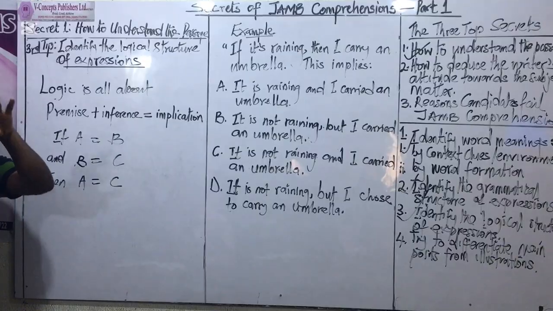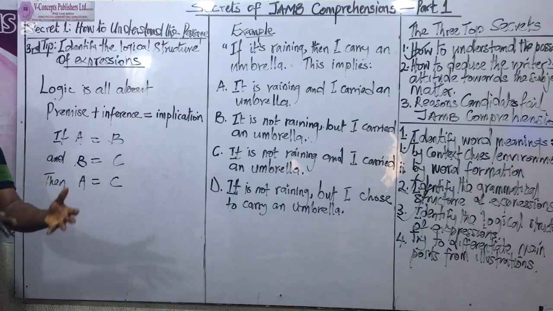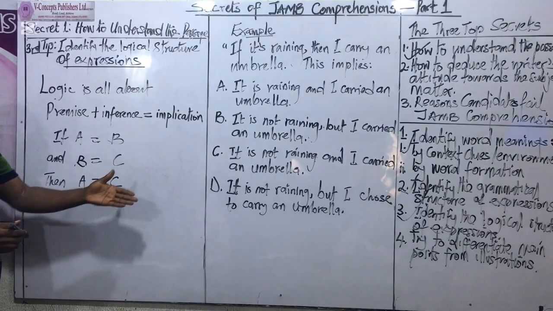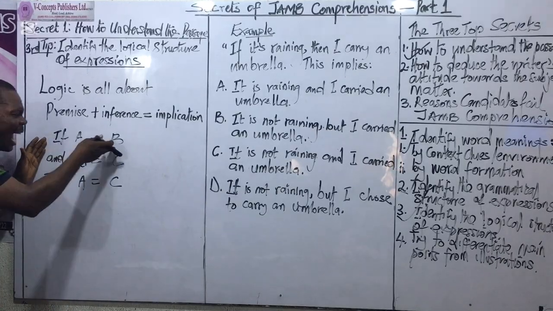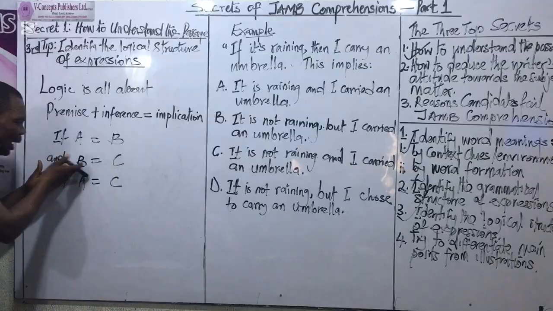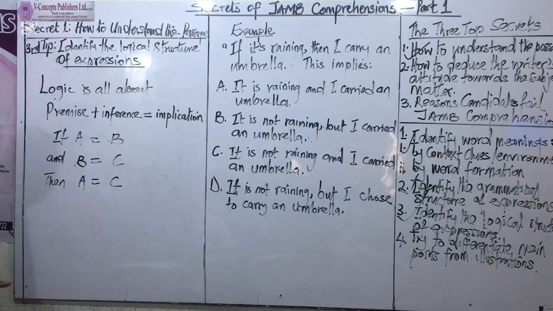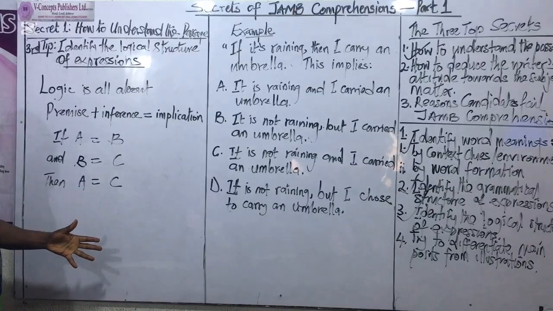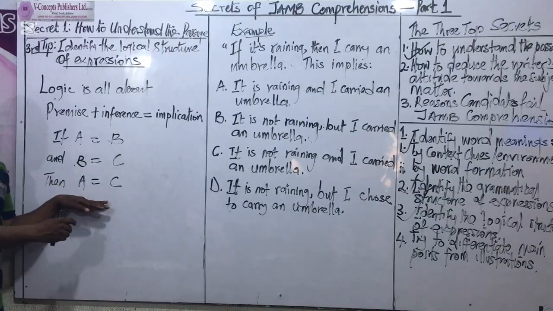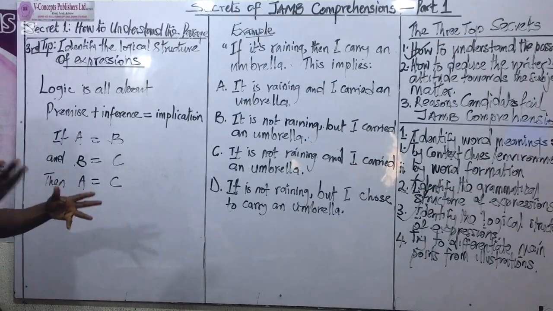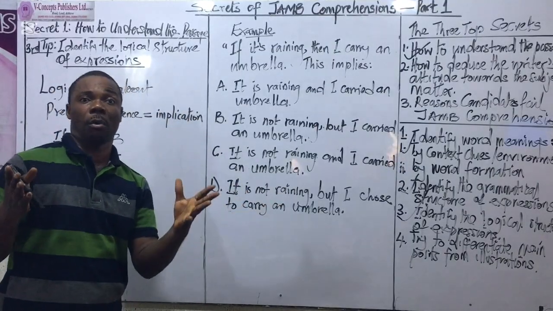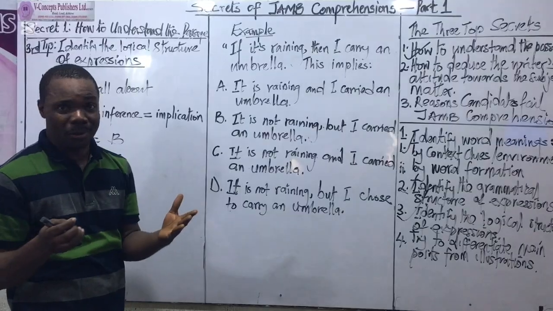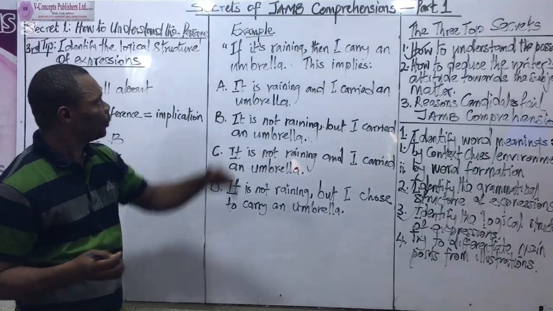So what is the statement referring to? What does the statement imply? This is what logic is all about. If A is equal to B, B is equal to C, then A is equal to C. Why? That is logic. So there is a connection or relationship between what? A and C. Let's have a practical example to illustrate the logical understanding or analysis of a passage.